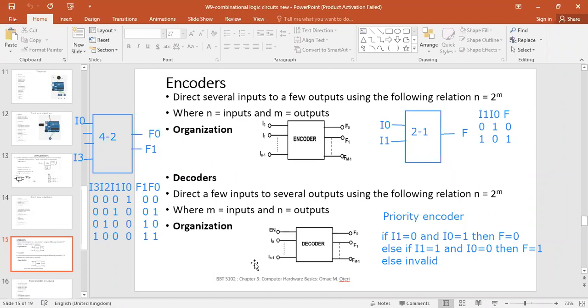So any question? Now, I have a question. I believe I'm done with the combinational logic circuits. The next topic will be on sequential logic circuits, which will be the last one. And I think we'll do that next week.